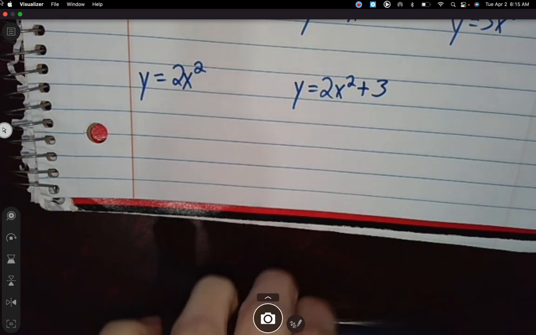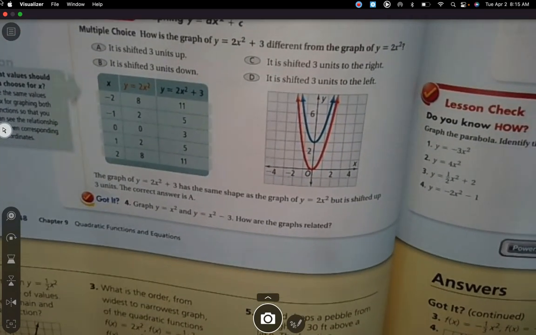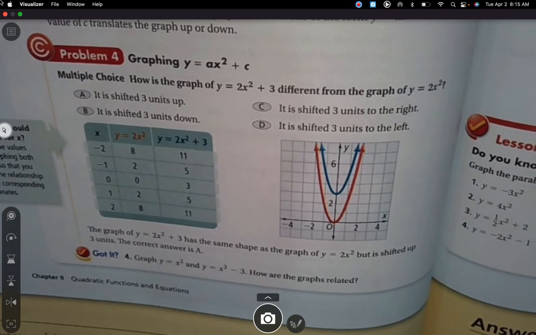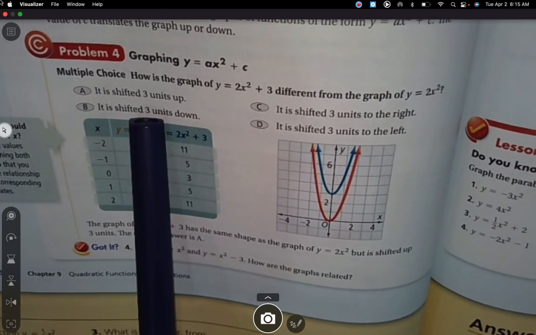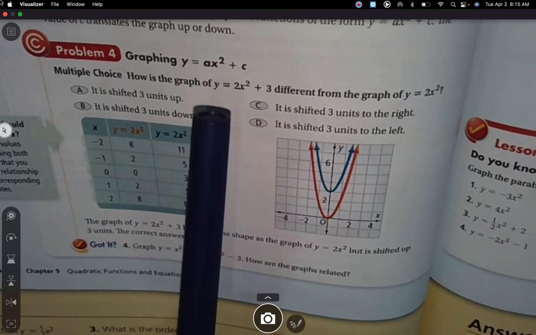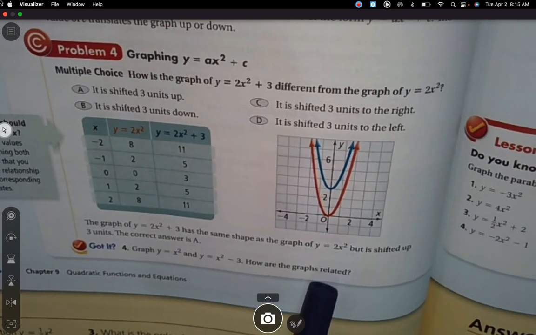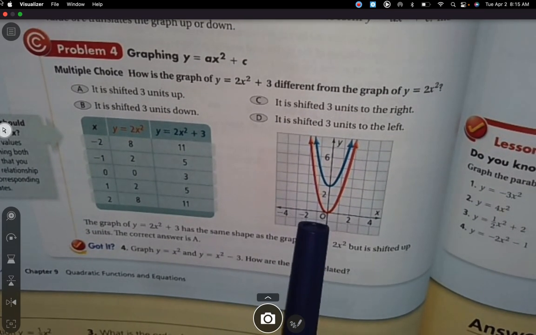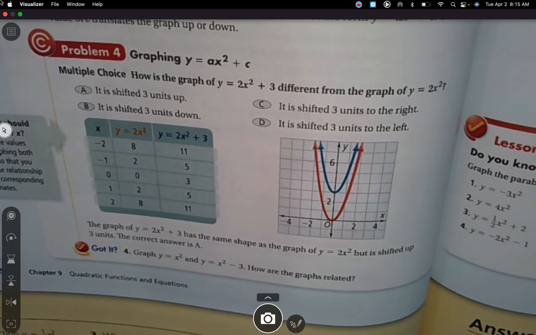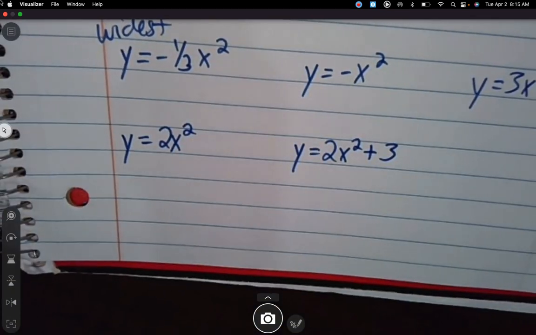So they say, this is what I'll show you their picture. This is what the picture looks like. And it says, so is it A, B, C, or D? It shifted 3 units up, 3 units down, 3 to the right, or 3 to the left. Well, we said it's moved 3 units up. Tomorrow when you graph it, you could see. It would graph the red one, and then it would graph the blue one. And where did the blue one move? Up 3. Okay? So that's what I would say. Up 3.